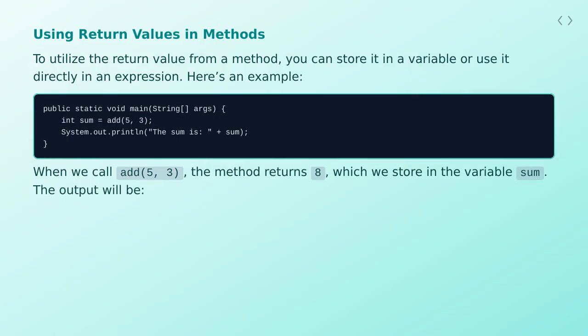This section covers using return values in methods. To utilize the return value from a method, you can store it in a variable or use it directly in an expression. Here's an example. The samples on screen walk through this step. Take a moment to read through them. When we call add(5, 3), the method returns 8, which we store in the variable sum. The output will be shown on screen.